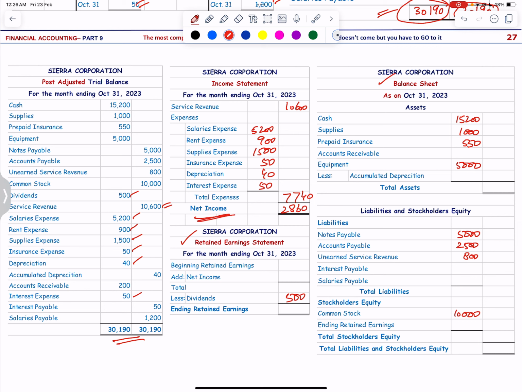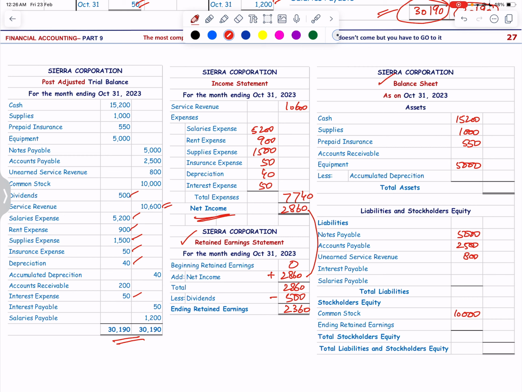Now beginning retained earning is 0. Net income is what we have from the income statement, 2,860. So the total will be 2,860, and from this we will subtract the dividend, and that will give us 2,360.